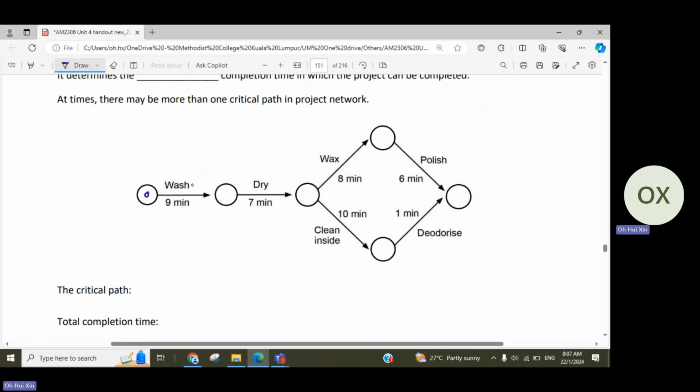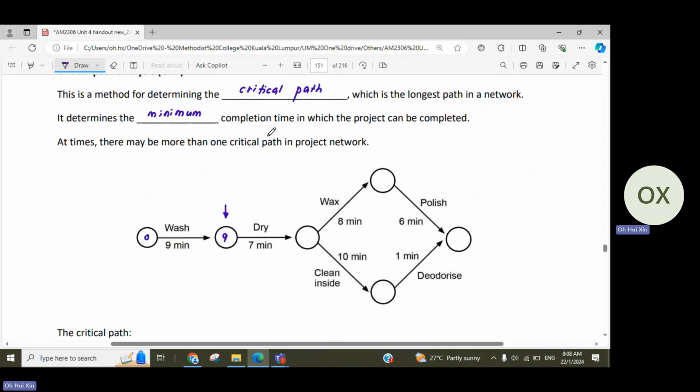Okay, so we spend 9 minutes for washing. That means the earliest time that we are able to start drying is 9 minutes into the project. So this is the vertex telling us the end of washing and the start of drying. At the 9 minute, you should have completed washing and then you continue with drying. Remember we are talking about minimum completion time.